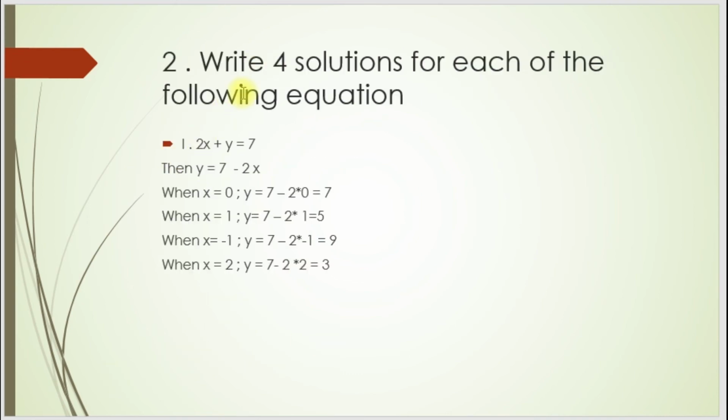Then, write 4 solutions for each of the following equations. Here, question 2x plus y equal to 7. First you have to find the value of y. So, y is equal to 7 minus 2x. Then you can put any value of x and find the value of y based on that.